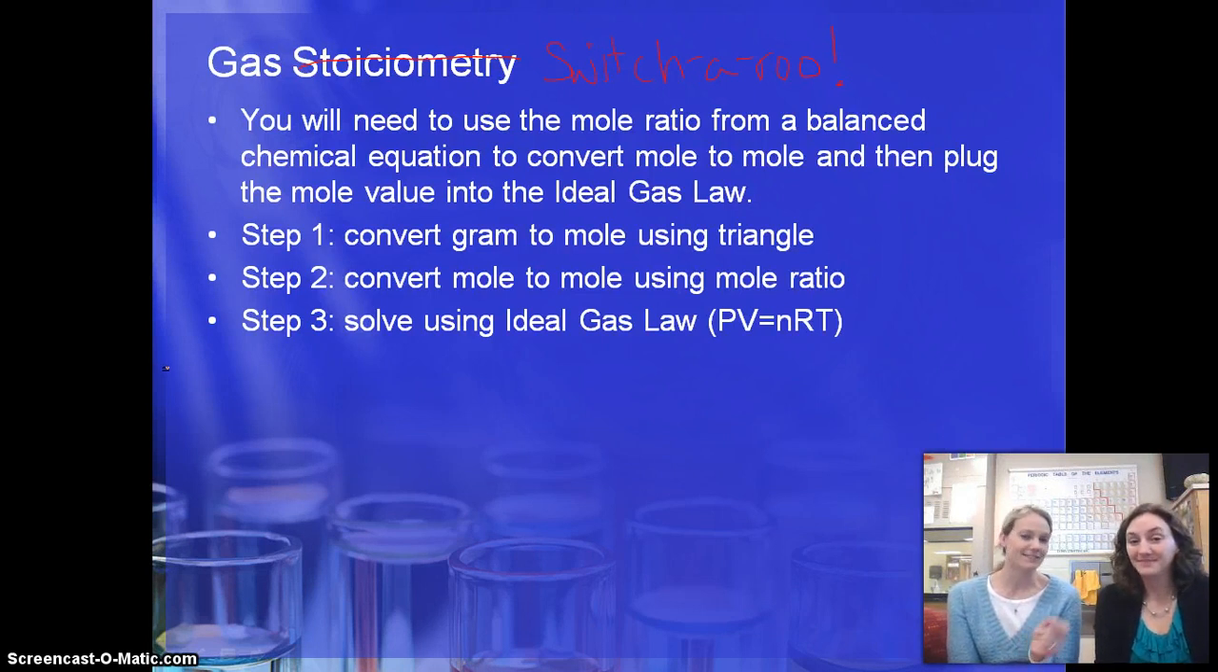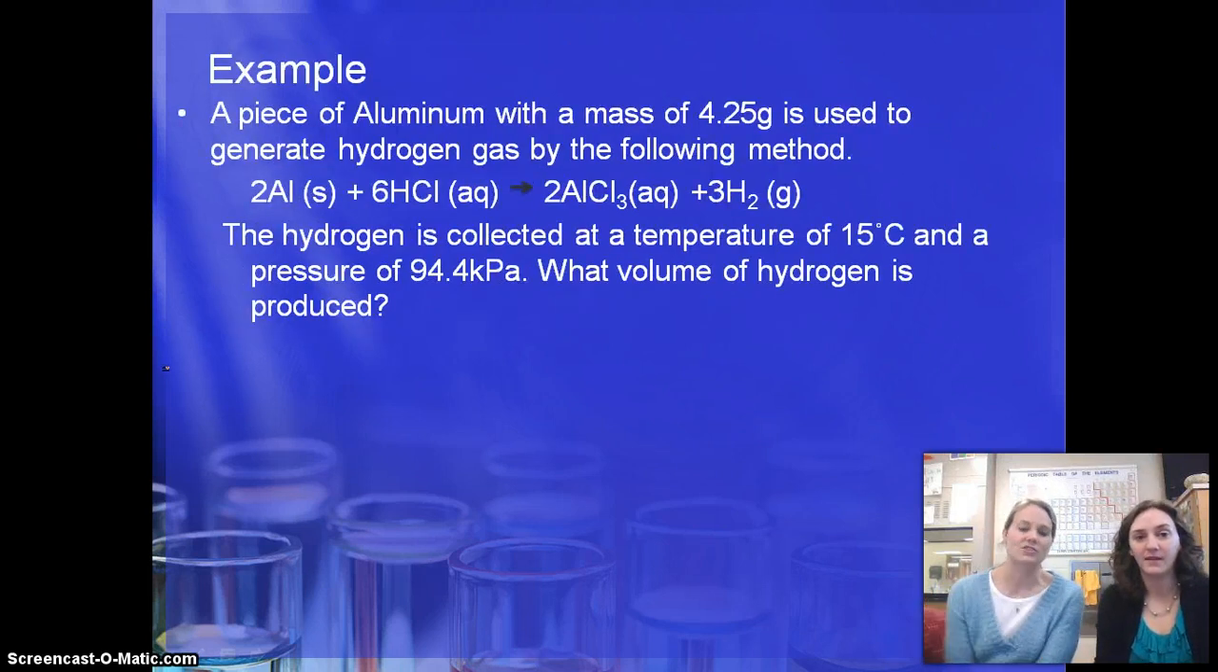Here it is again. Convert mole to mole using the mole ratio, and then use that mole value to plug in for n in PV equals nRT. Ready for the problem? Yep. All right, here's our example.